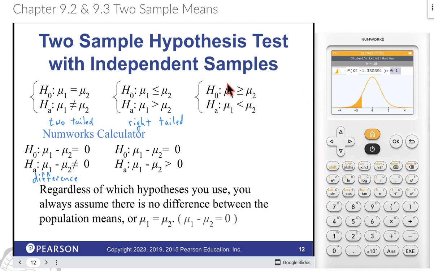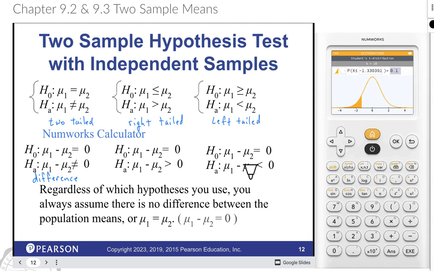And the last one is a hypothesis that mean 1 is greater than or equal to mean 2, and so the alternative is the opposite: mean 1 is less than mean 2. What that looks like with our calculators is this, our left-tailed test. We would see how this looks in our calculator as well, with the alternative being less than 0.